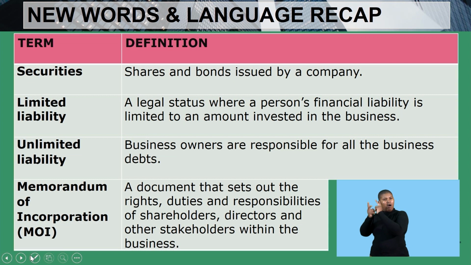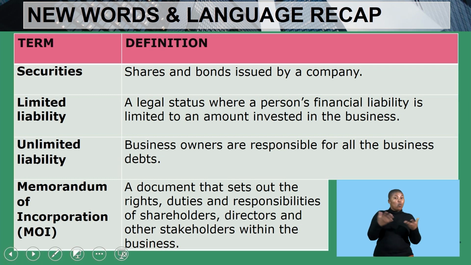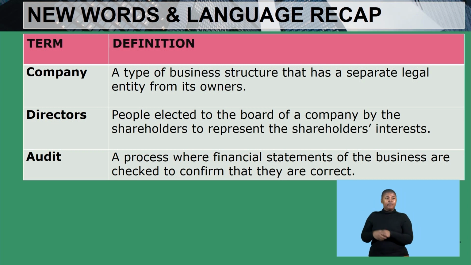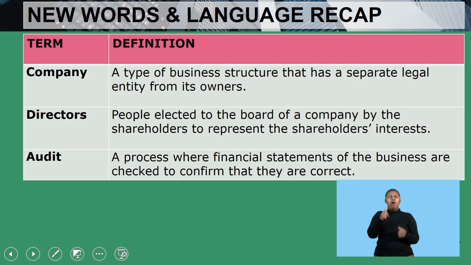We had the term memorandum of incorporation, which means a document that sets out the rights, duties, and responsibilities of shareholders, directors, and other stakeholders within the business. Another term that we came across was a company, which is a type of business structure that has a separate legal entity from its owners. Another term was directors, people elected to the board of a company by the shareholders to represent the shareholders' interests. And lastly, we had the term audit, which means a process where financial statements of the business are checked to confirm that they are correct.